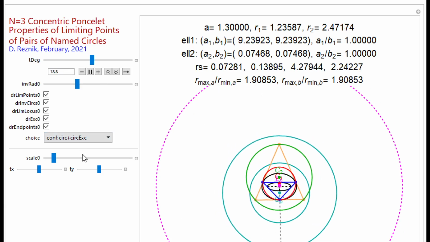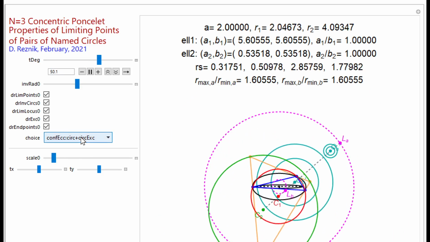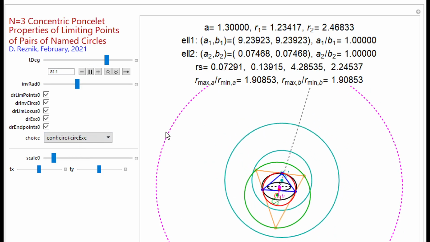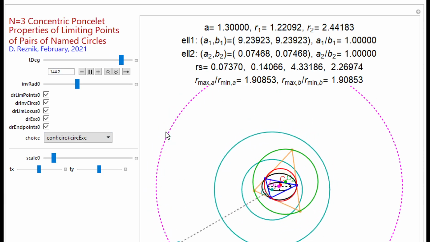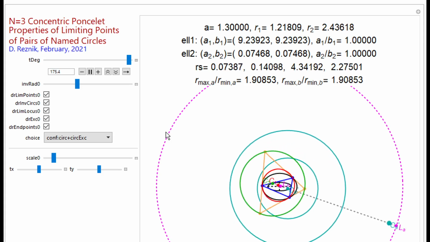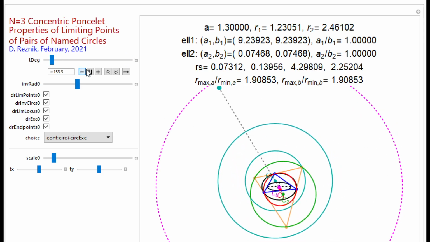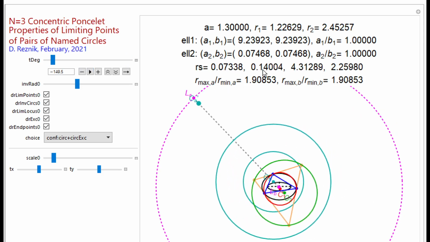Let's switch back to that other family. It used to be 1.6055, but in this last confocal pair, it changes, but it's also constant. Now notice that if I were to list the four concentric radii, this is from the first pair, the ratio of 0.14 by 0.07 gives me that. And here are the radii of the second pair. I also get this ratio.